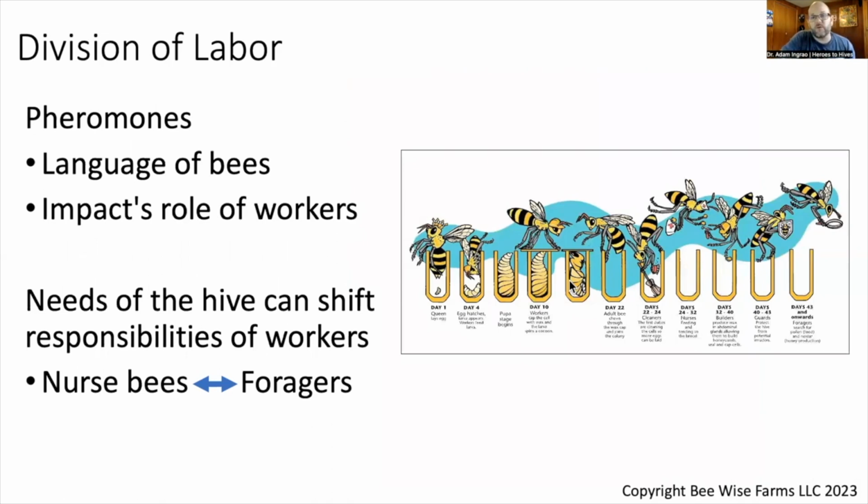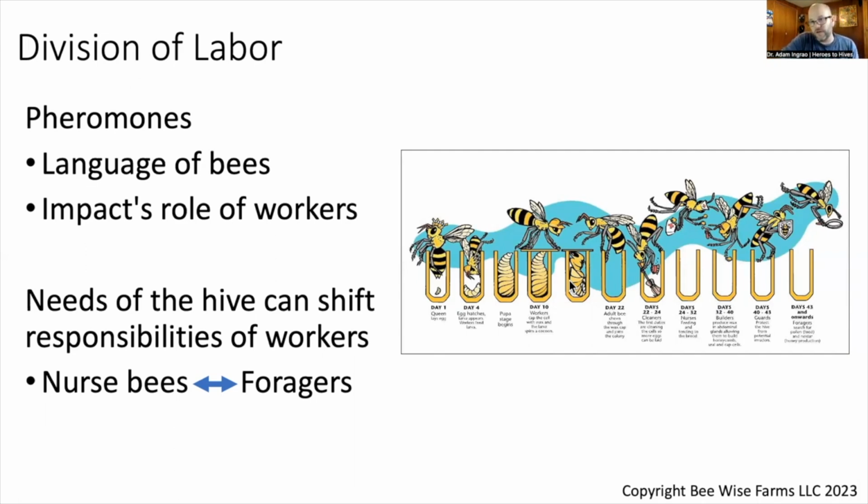All right, let's also talk about the division of labor. So the division of labor within honeybee colonies, we talked about this in the individual lecture, and that's really where we talk about the division of labor as an organism. Like, what are these individual bees doing as they age? But again, division of labor is also related to pheromones.